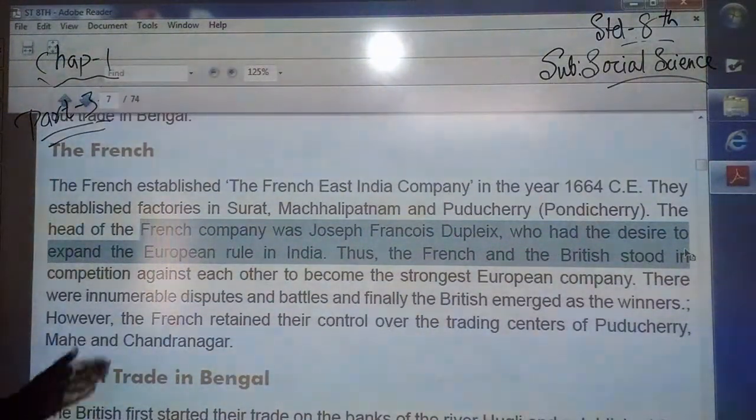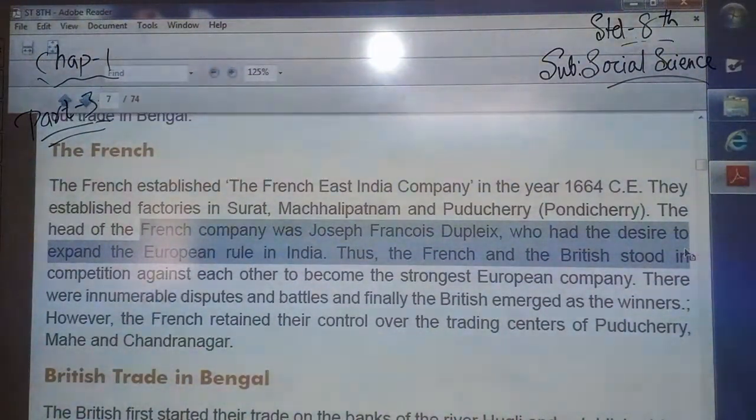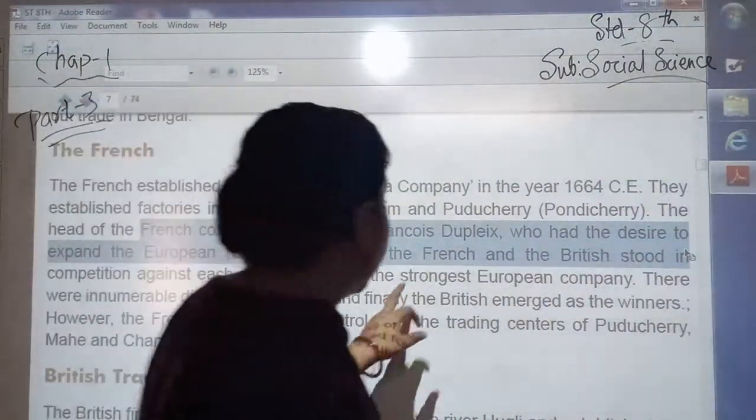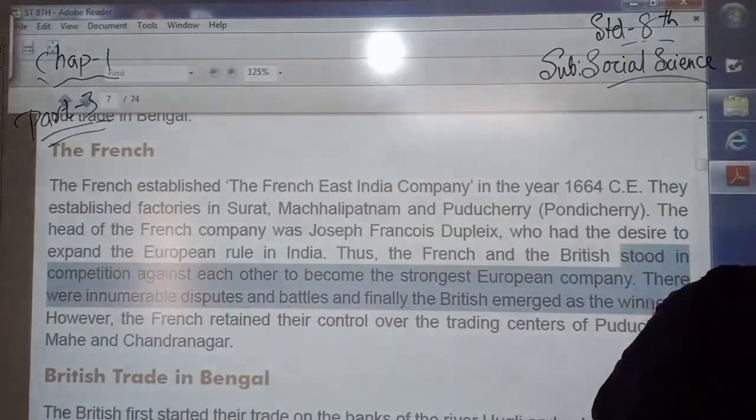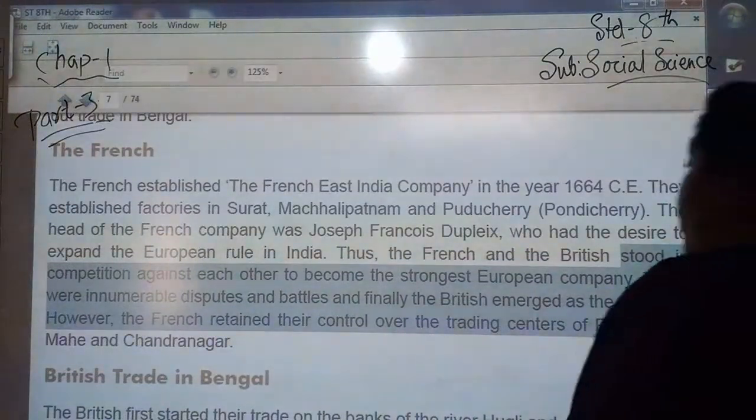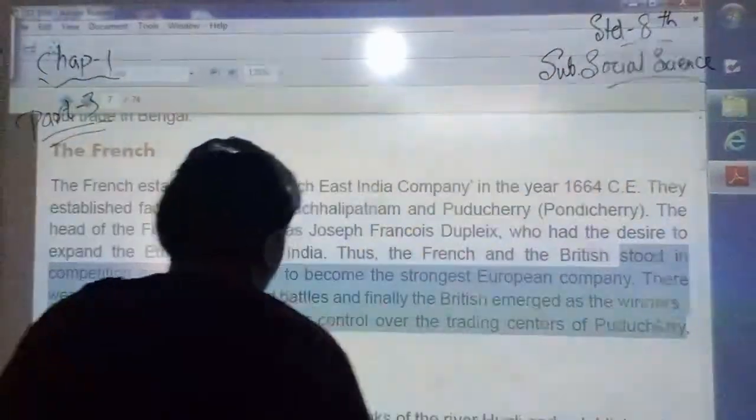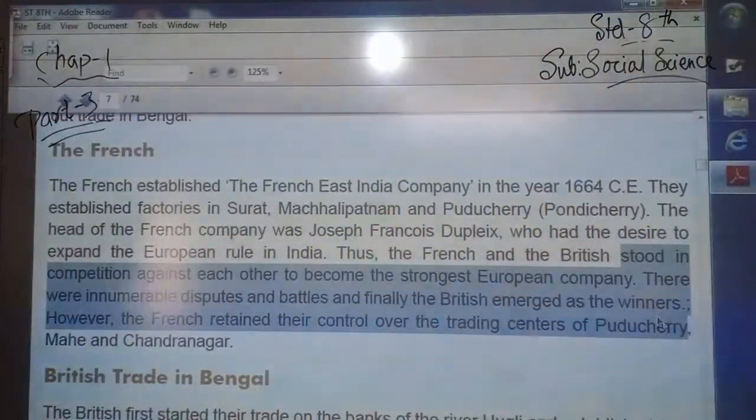There were innumerable disputes and battles, and finally the British emerged as the winners. So, who won the competition at that time? The Britishers became the winners. There were innumerable disputes and battles, and finally the British emerged as the winners.